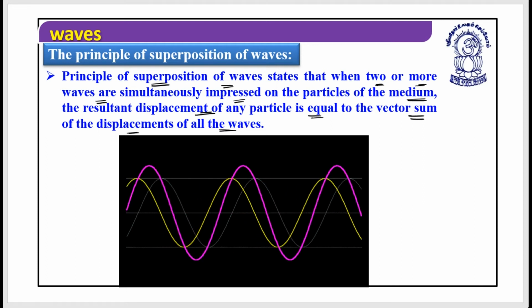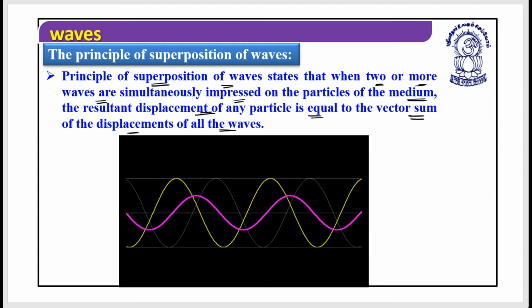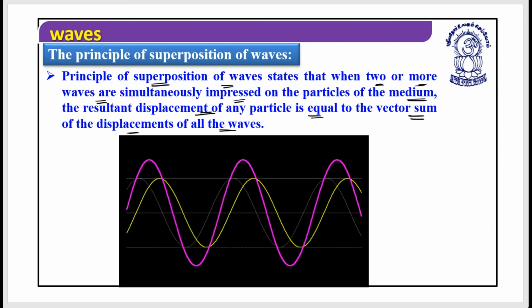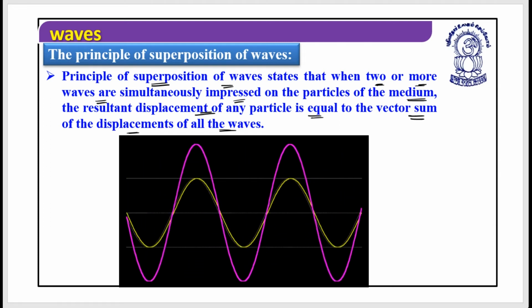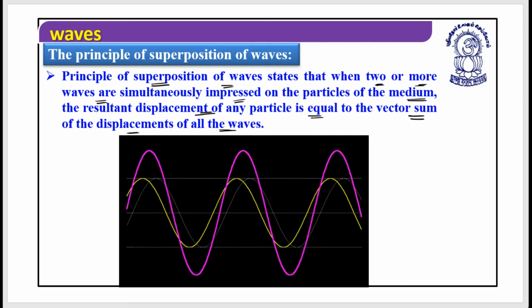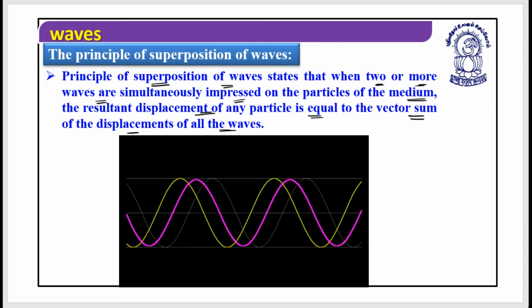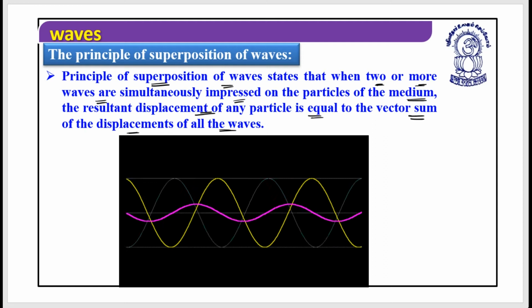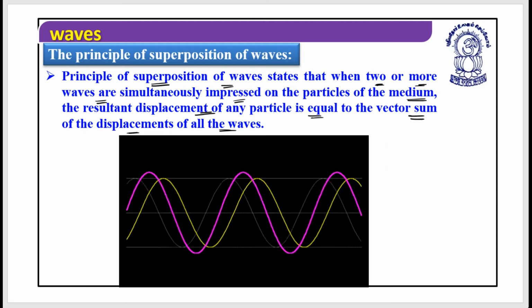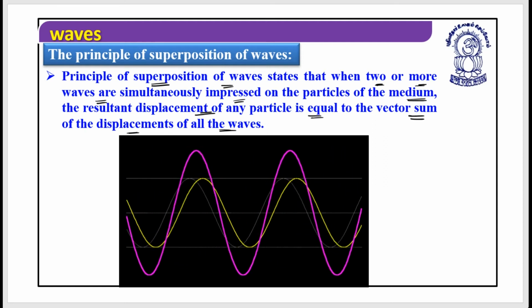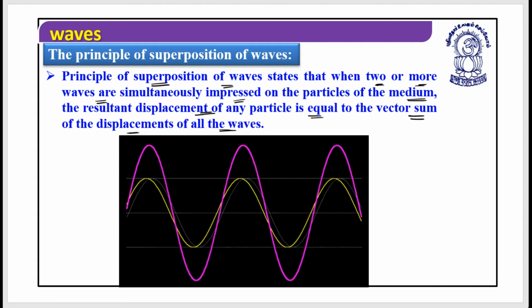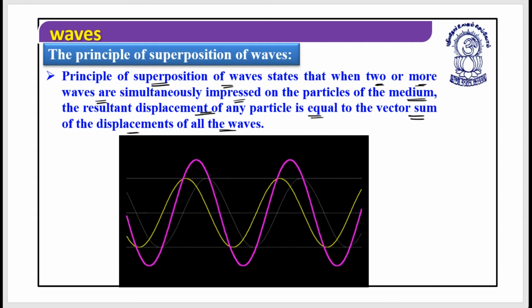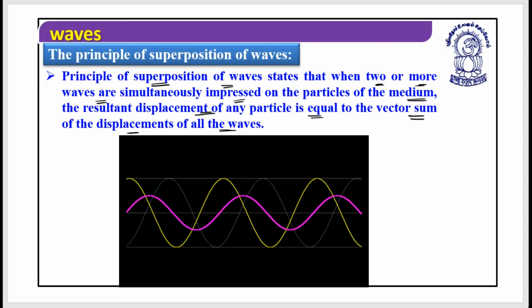of the waves. As you can see, there are three waves which are propagating, two in the same direction and one in the opposite direction. That means any particle of the medium is facing three waves simultaneously, and then the displacement of any particle of this medium is basically the vector sum. This is what we understand by superposition.